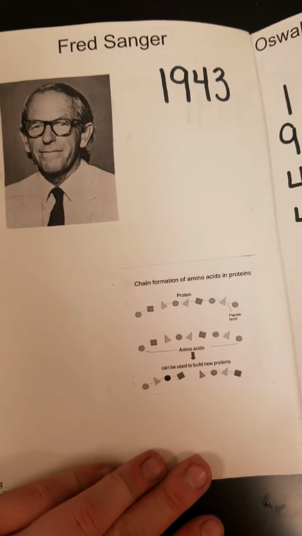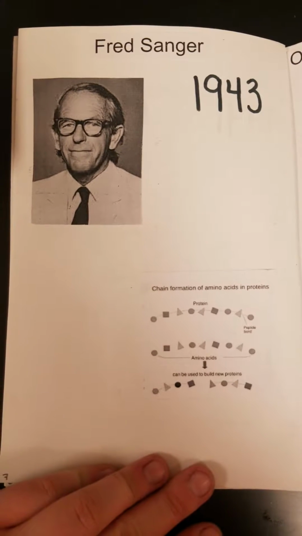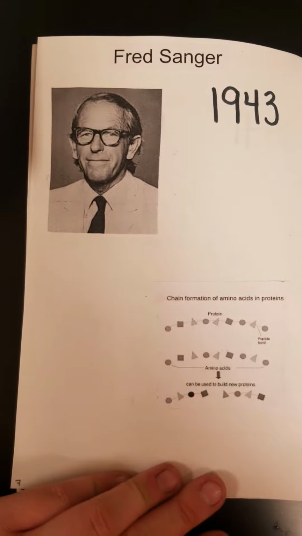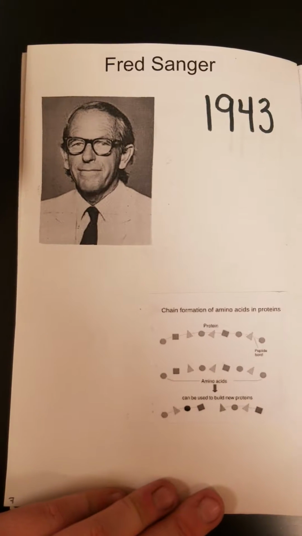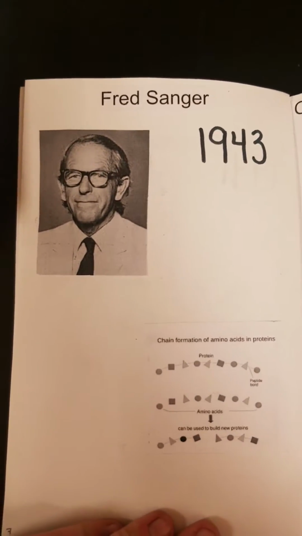In 1943, Fred Sanger worked to identify free amino acids in insulin and was the first to obtain a protein sequence. He was able to determine that genes on DNA have a code, and the codes code for proteins.